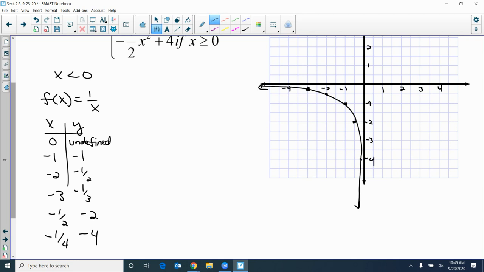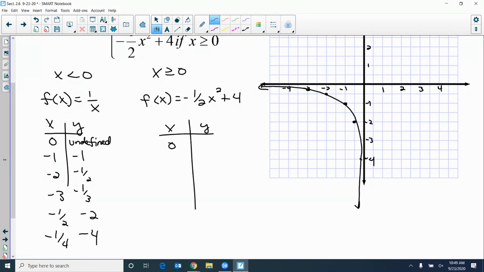Okay, that'll look like that. All right, take a look at the second piece. See if you can figure it out. If you need to do a table, which I highly recommend, I would do a table. Okay, so you've got f of x. And for x is greater than or equal to 0, f of x equals negative 1/2 x squared plus 4. And you do need to plug in 0.